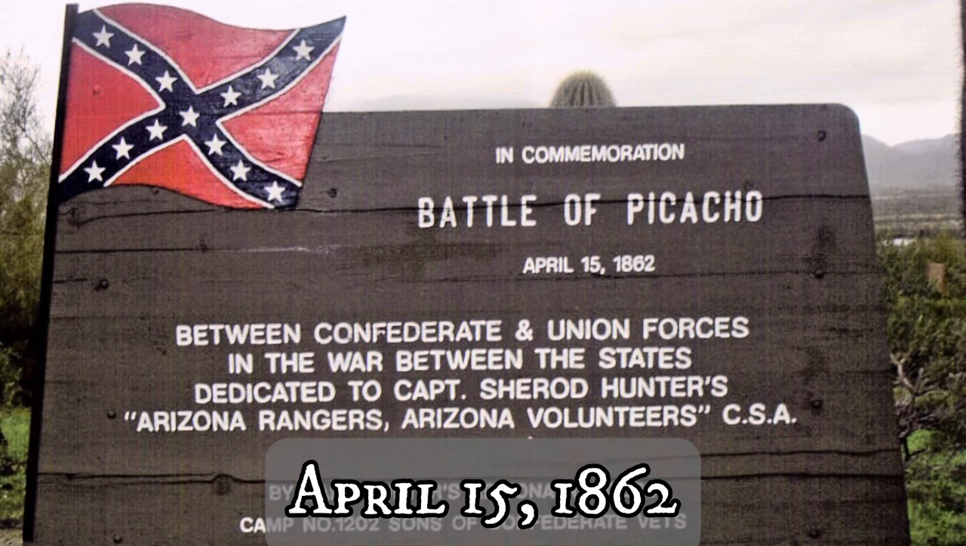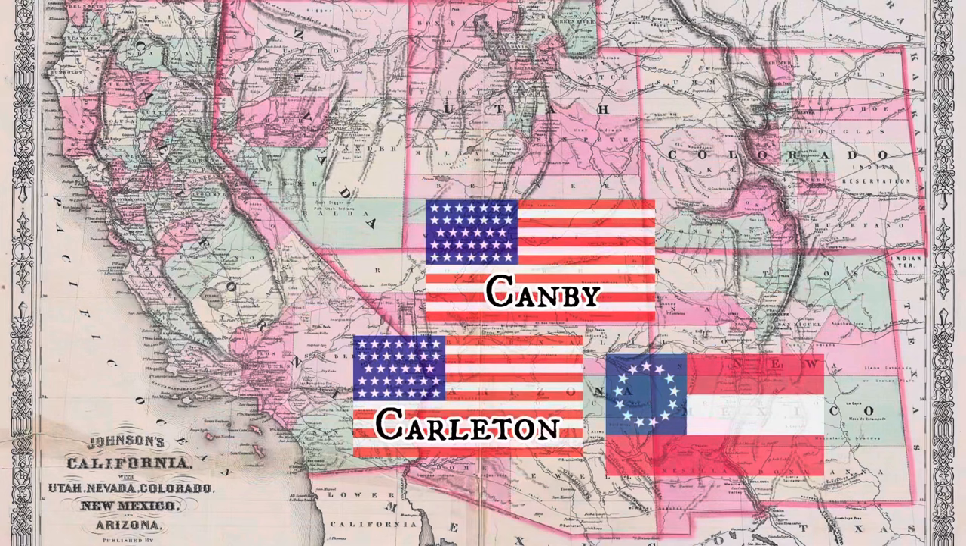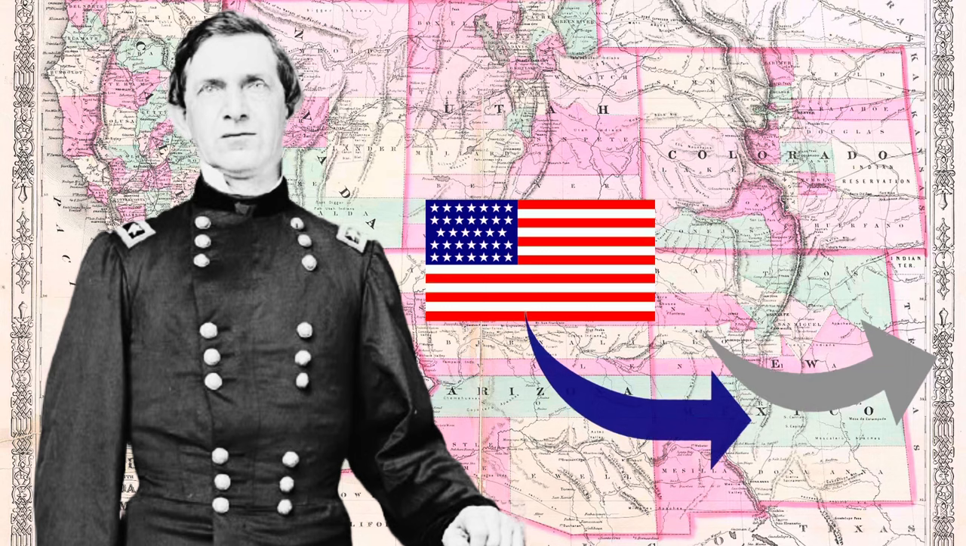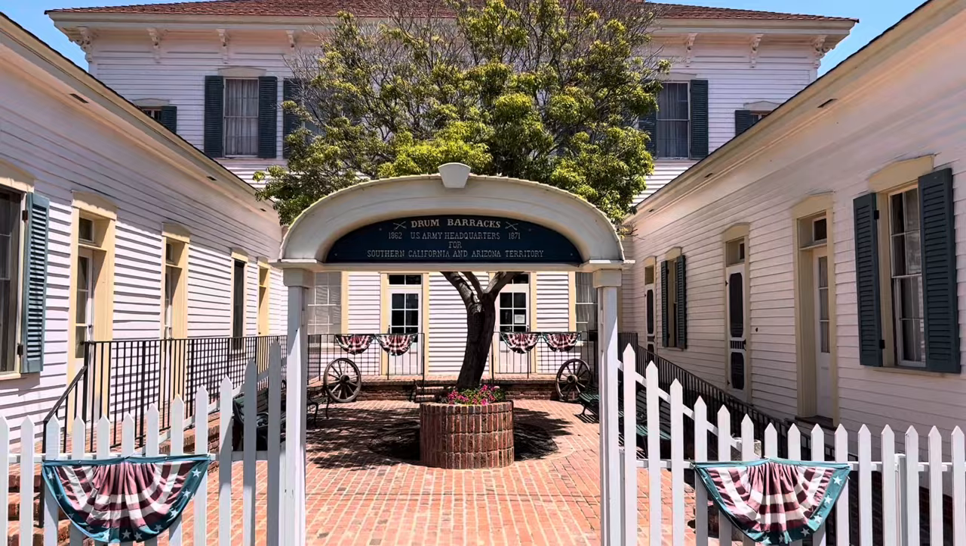On April 15, 1862, they fought in the Battle of Picacho Pass, which was the westernmost battle of the American Civil War. By late summer, Carleton and his troops linked up with the Union force under command of General Canby, and together they drove the small contingent of Confederate forces back to Texas. Today, only one building still stands from Camp Drum, the Junior Officers' Quarters. It exists as the Drum Barracks Civil War Museum.